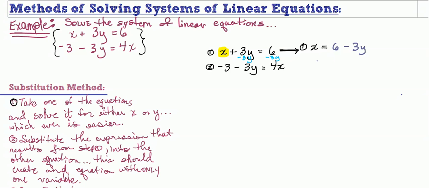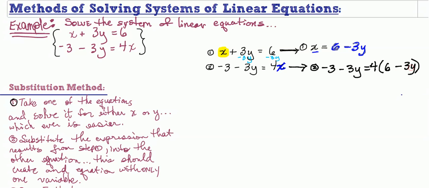What I want to do next is take this phrase that just appeared, and let me make it a brighter blue here for you, 6 minus 3y, and take that into the other equation, equation 2, wherever I see x. I'm going to put that in for x. So here I go. I'm going to come over with equation 2 and rewrite it. Keep track of it. Negative 3 minus 3y is equal to 4. Instead of an x, I'm going to open a set of parentheses big enough to fit a binomial, which would be 6 minus 3y, in place of x.